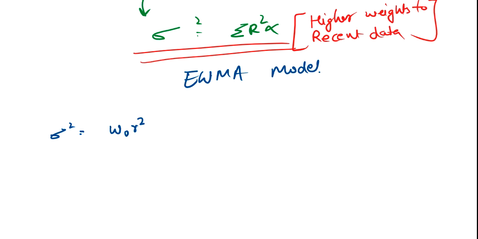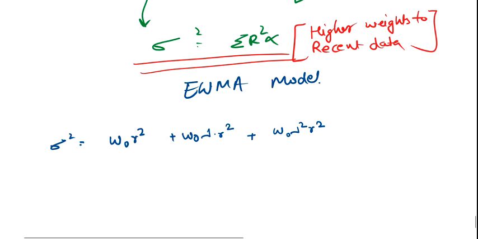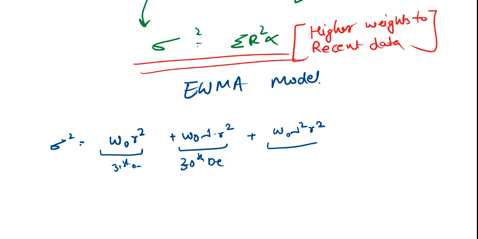So now if I write like this, my variance is equal to weight 0 multiplied with r square, plus weight 0 lambda multiplied with r square. Next, weight 0 lambda square multiplied with r square. Clear? So this one is on the 31st December, this one is on 30th December, this one is on 29th December. And this will go on.